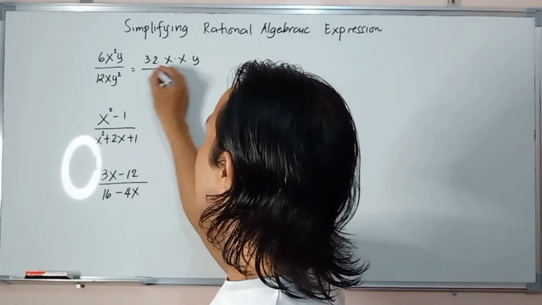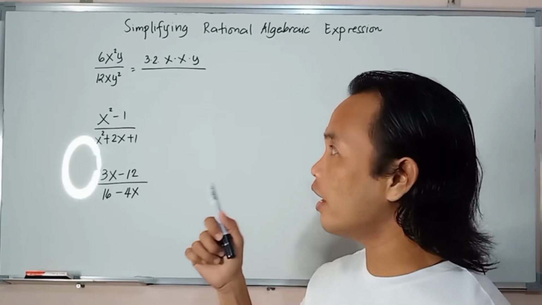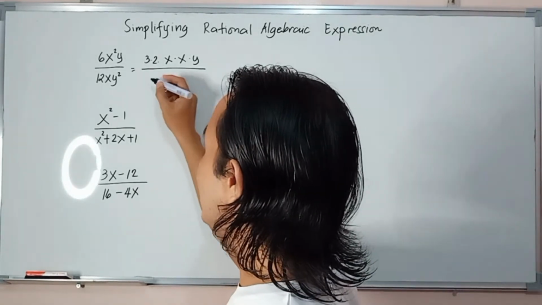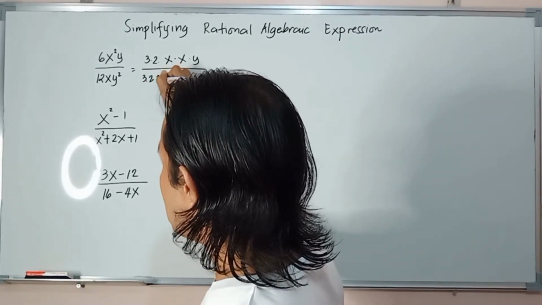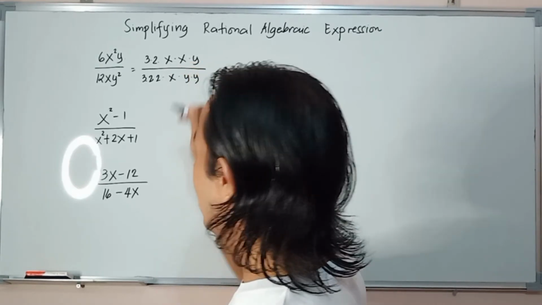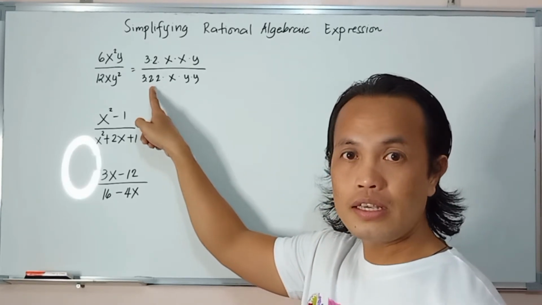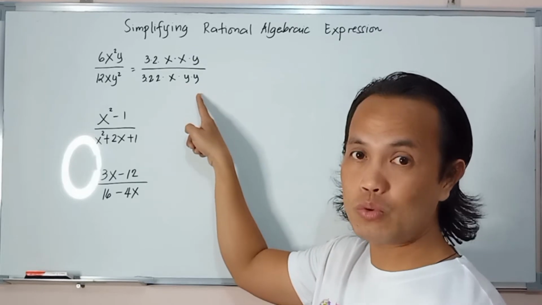So of course with the denominator we have 12xy squared. So we can write 12xy squared by writing 3 times 2 times 2 times x times y times y. That means 3 times 2 is 6, 6 times 2 is 12. Then we have the x and we have y times y.